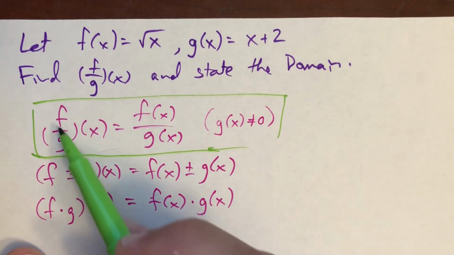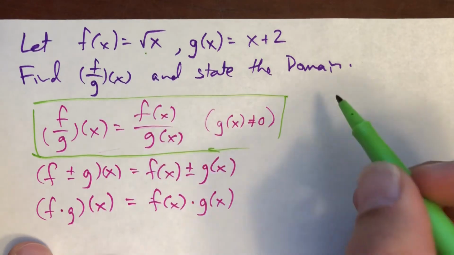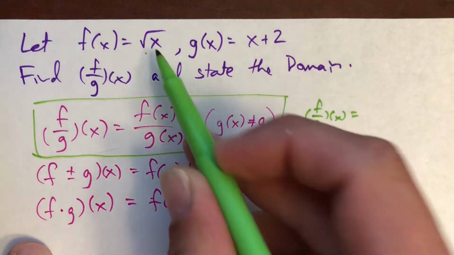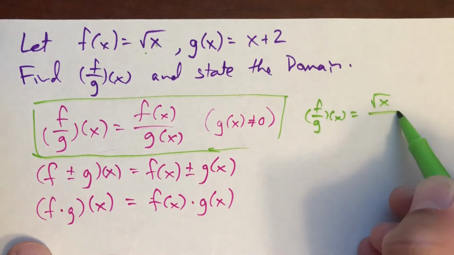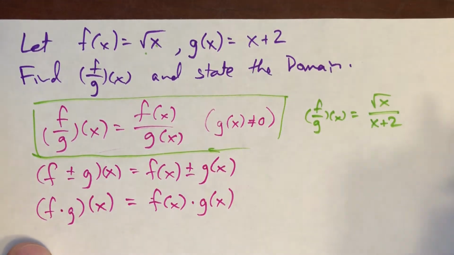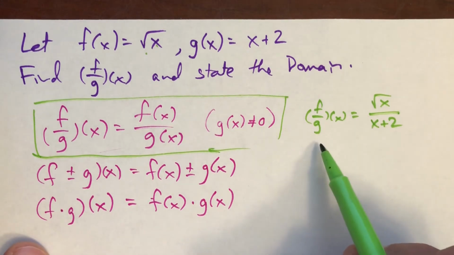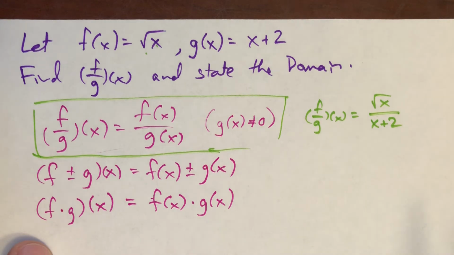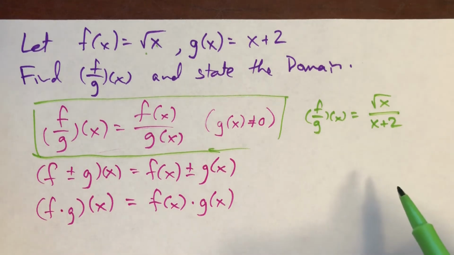So we've got f over g at x. This is the square root of x over g, and g is x plus 2. So we found it. Here's the quotient of the two functions. There's f right there, there's g on the bottom. And now we just need to say what the domain is.